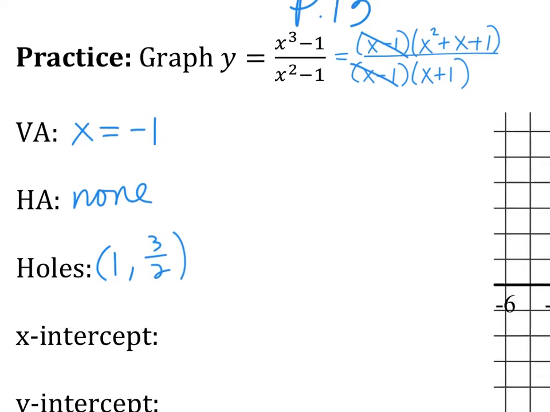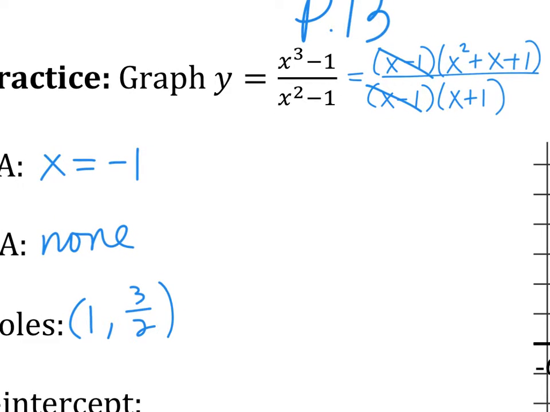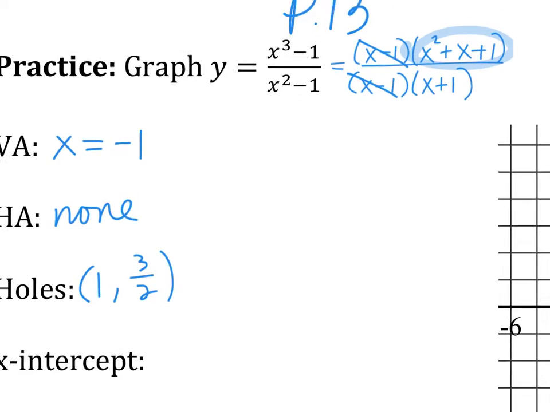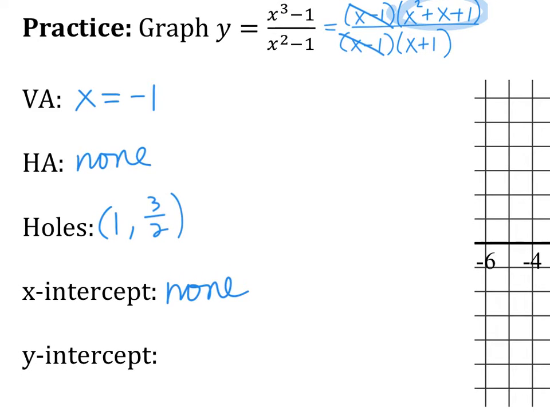X-intercept, so what makes the numerator 0? Yes, go ahead. X squared plus x plus 1? You cannot factor that. It's going to give you imaginary numbers. So that means there is no x-intercept, because there's nothing that will make it 0 except imaginary numbers, which is not on our graph, so we don't talk about that as the x-intercept. Y-intercept is when x is 0, so that is 0, 1.